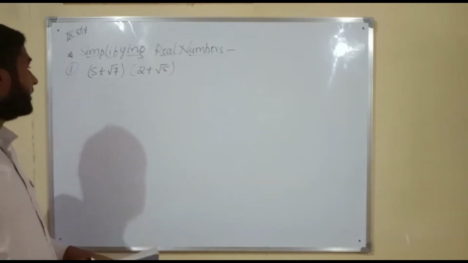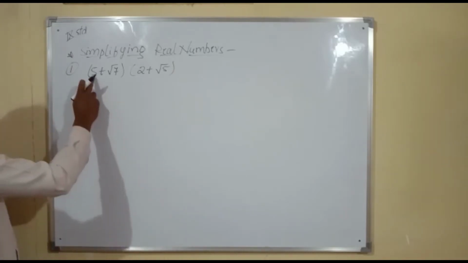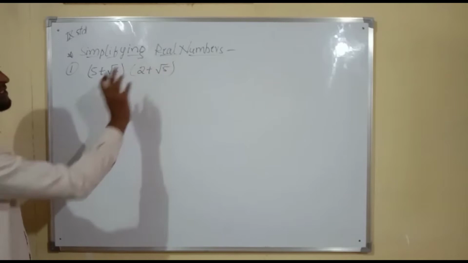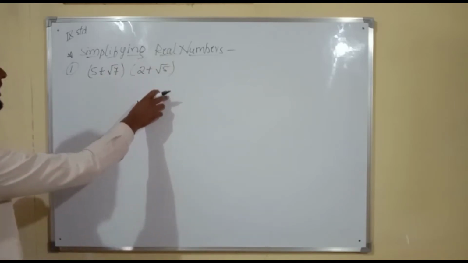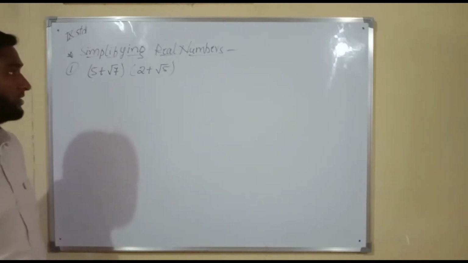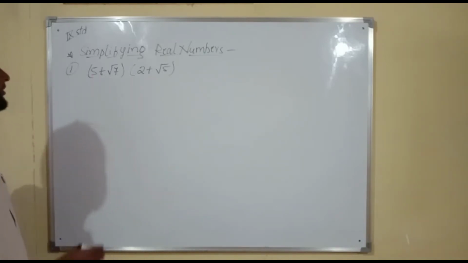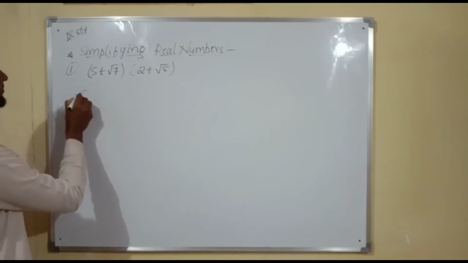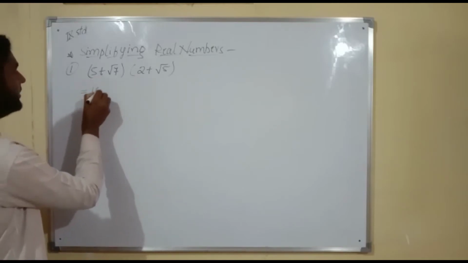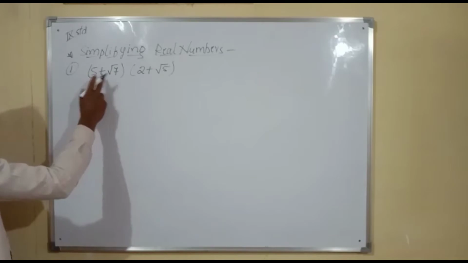When we are given such real numbers, as you know, for general multiplication we multiply the first term with both terms of the second bracket, and again the second term with both terms. As you know, these are binomials. In the previous class we studied the multiplication of binomials. If you go for general multiplication, 5 into 2 is 10.